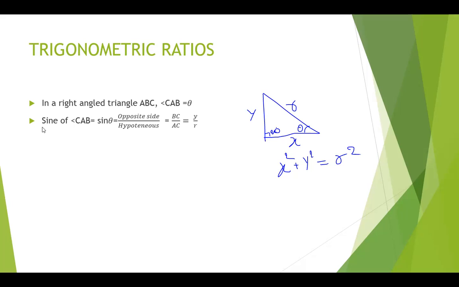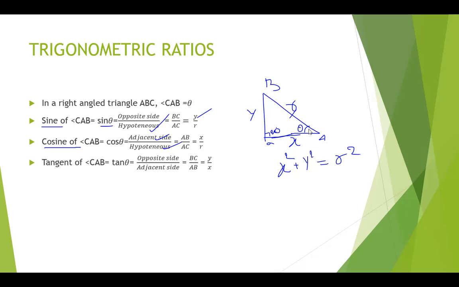They are named as sine of angle CAB. Sine of theta is the opposite side divided by the hypotenuse. The opposite side here is this length BC, that is y, divided by the hypotenuse r. Cosine of angle CAB, cos of this theta, is the adjacent side divided by the hypotenuse. Tangent of theta is the opposite side divided by the adjacent side. We write it as y by x.